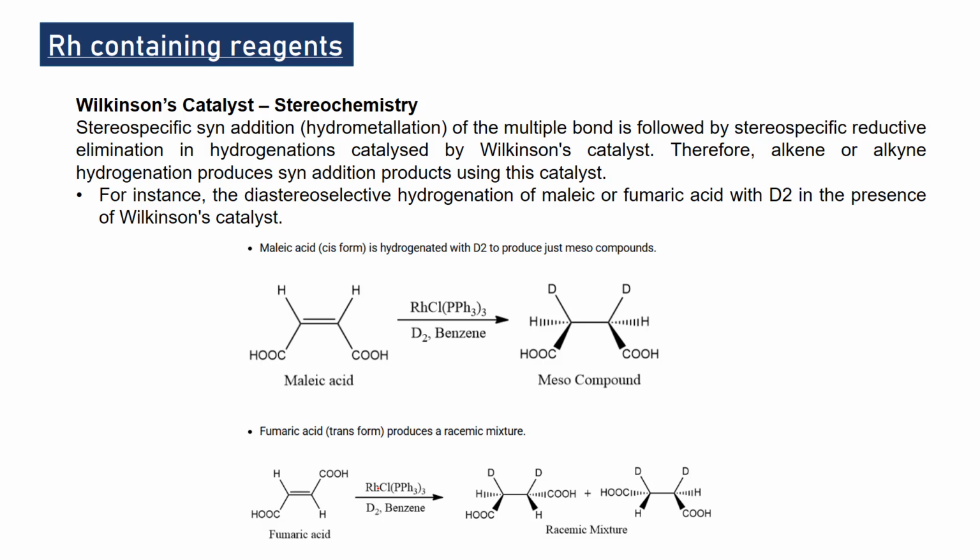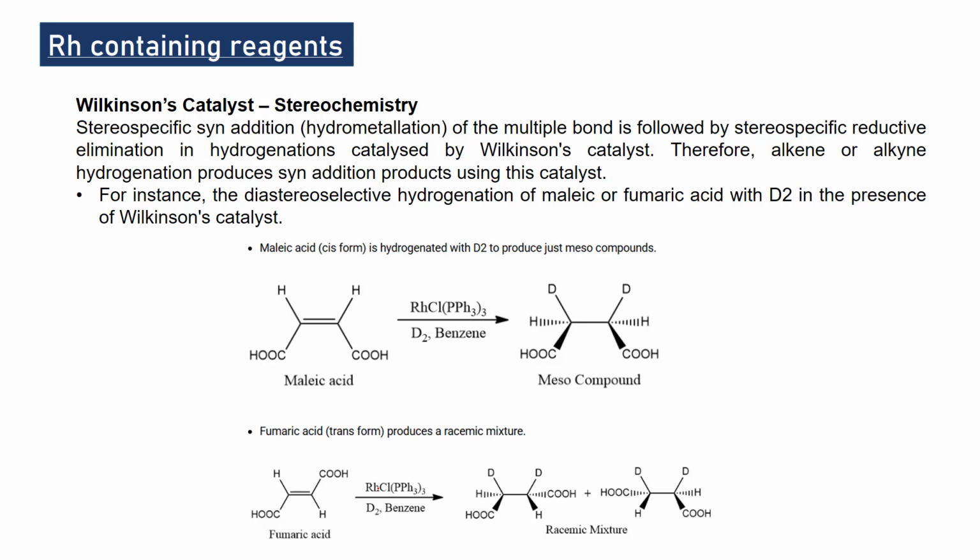In case of Wilkinson catalyst, it always leads to a syn hydrogenation. The stereospecific syn addition of the multiple bond is followed by stereospecific reductive elimination in the hydrogenation catalyzed by Wilkinson catalyst. Therefore, alkene or alkyne hydrogenation produces syn addition products using this catalyst.